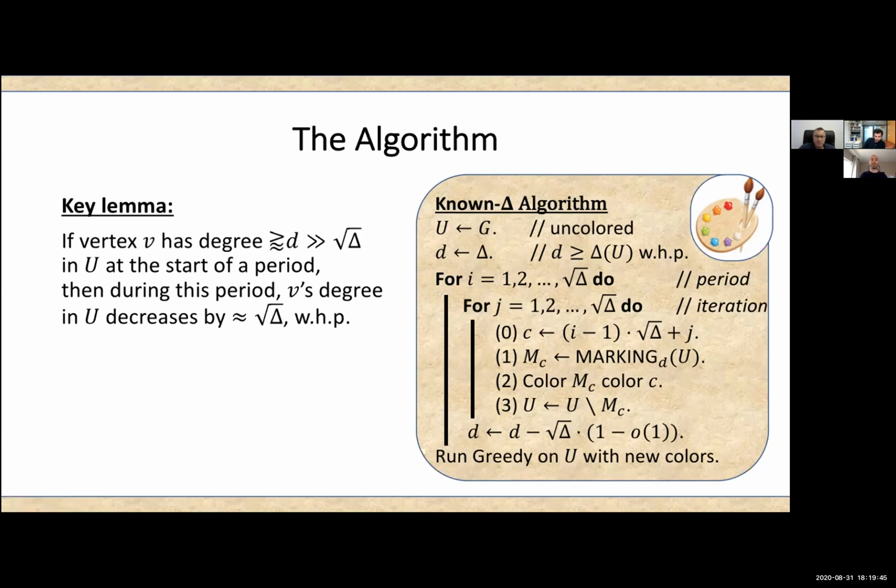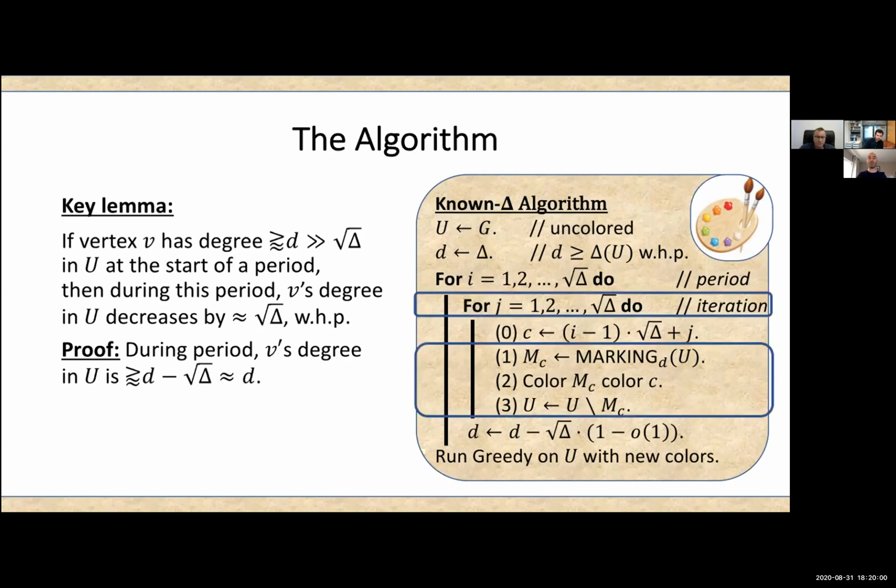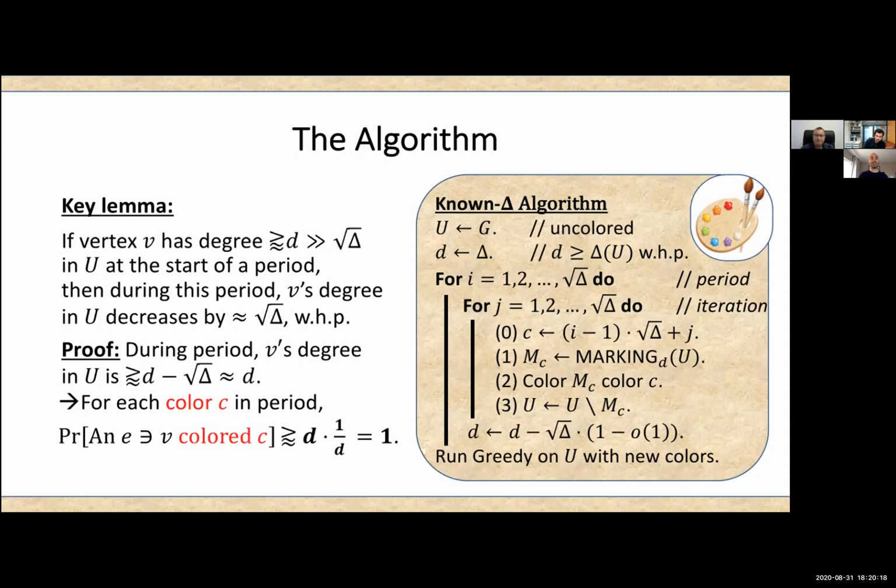Okay, how do you prove this lemma? At a high level, it looks something like this. During the period, since the period is not too long, the degree of v will remain roughly unchanged in the uncolored graph. Why is that? You started off with degree roughly d, and during the root delta iterations of the period, you've lost at most root delta edges in the uncolored graph. So d minus root delta, if d is sufficiently large, is still roughly d. And now using the properties of marking d, which I mentioned a couple slides ago, what we get is that independently of what happened during the period up until a particular iteration of color C, vertex v will have an edge colored with color C with probability roughly 1. It has roughly d edges, each matched with probability 1 over d, and never 2 at a time, so we'll match it with probability roughly 1.